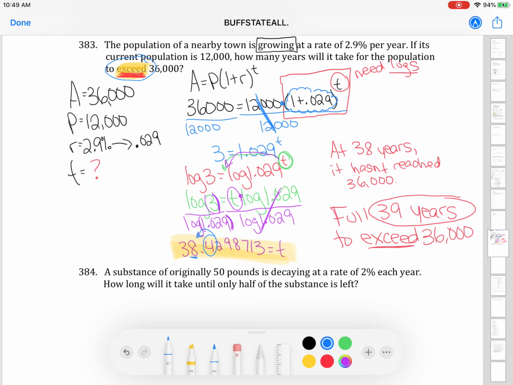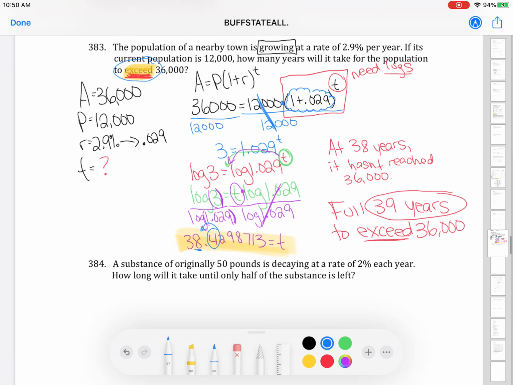The problem's specific word here is to exceed 36,000. So if it takes about 38 and a half years just to reach it, it's going to take a full 39 years to exceed it when we round to the nearest whole number. 38 is just not going to cut it. It won't reach 36,000 yet at that point.